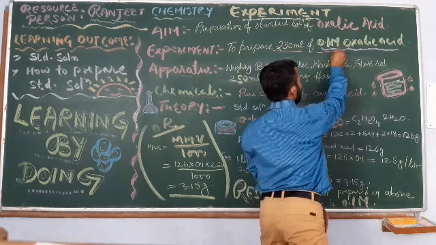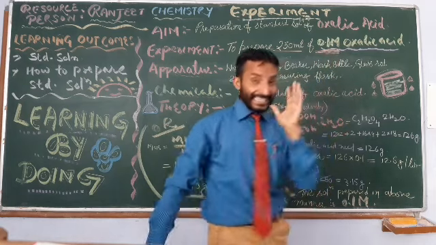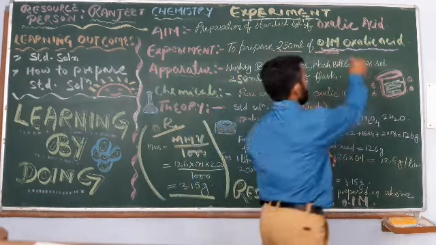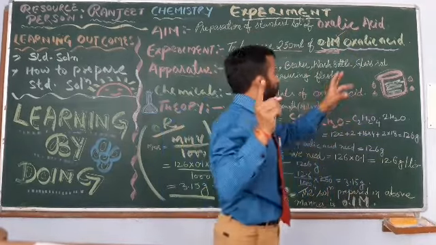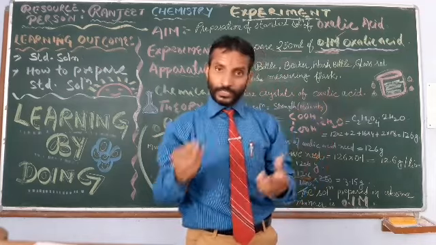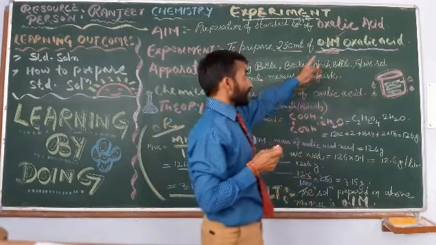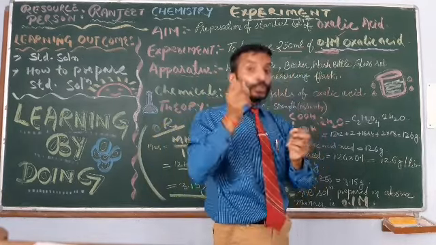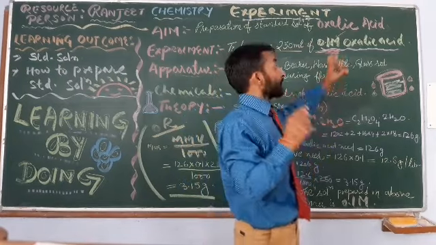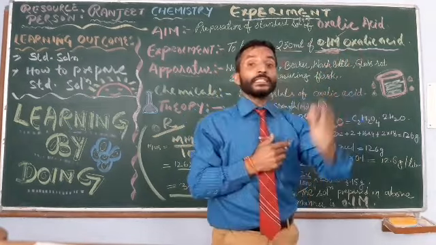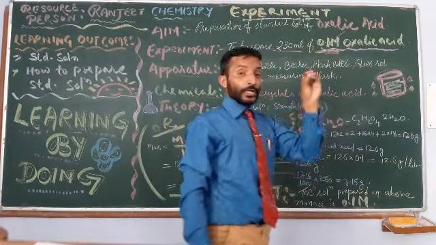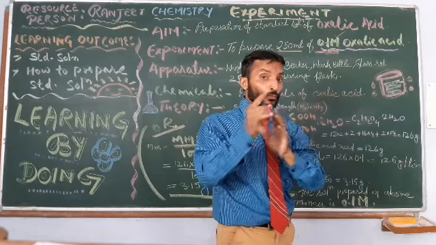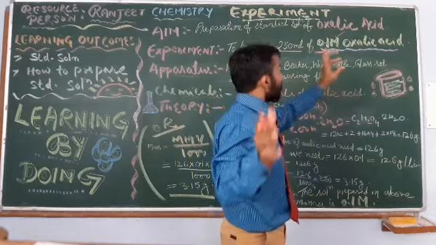This 0.1 molar is the strength, and capital M indicates molarity. What do you mean by molarity? We know very well. It is the number of moles of any substance, that is solute here, per liter of the solution. So we have to prepare 0.1 molar or 1/10 molar oxalic acid.